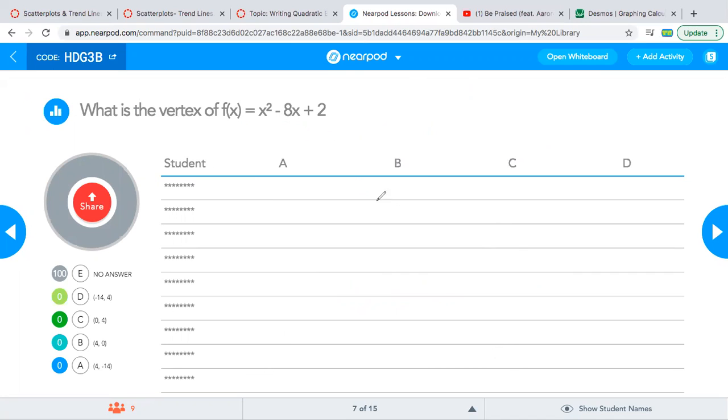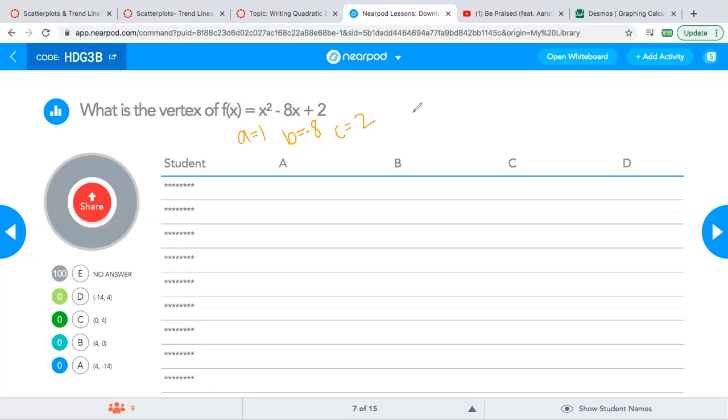Before we do that, let's identify our A, B, and C. What's our A? X squared. What's the coefficient in front of X squared? Because X squared is not A. The coefficient in front of X squared is A. So what is A? 1. Speak up. What's B? Negative 8. And what's C? 2. All right, go ahead and find your vertex.